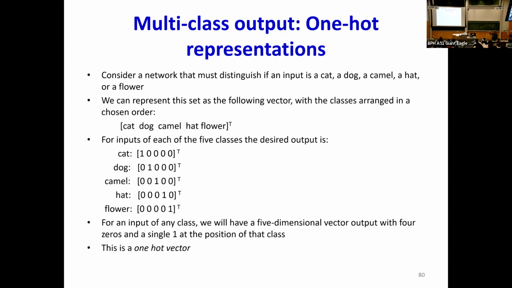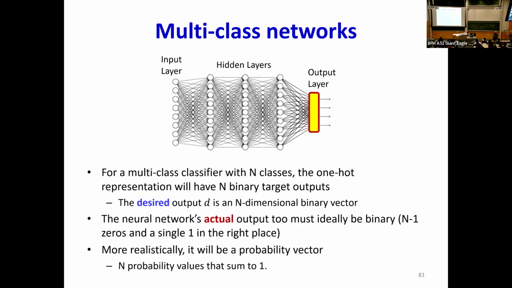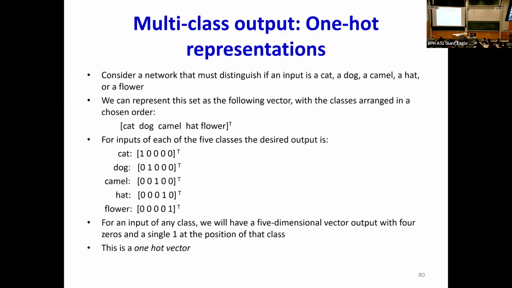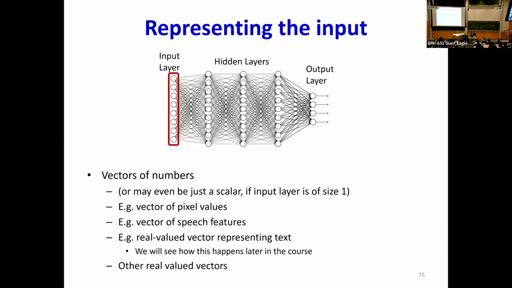How many output neurons will this network have? 5, right? So the desired output is an n-dimensional one-hot vector. But what about the actual output? We are still going to use the same logic that we use for binary classification. We don't want it to just jump from 0 to 1. That's not going to be differentiable. That's where the softmax activation comes in.